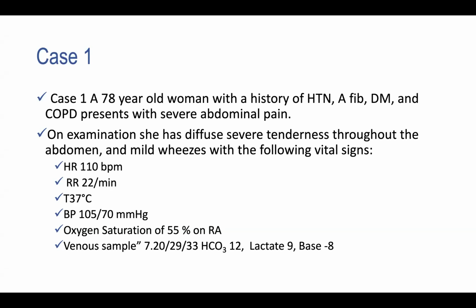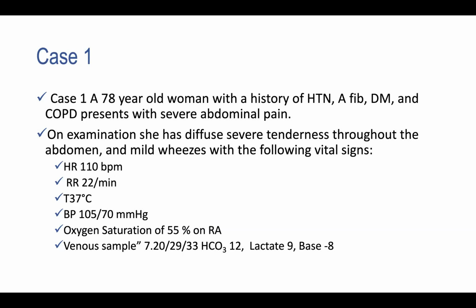So we've got a 78-year-old woman, history of hypertension, AFib, diabetes mellitus type 2, and COPD, and she presents to the ED with severe abdominal pain. She has a very tender abdomen and wheezes, with the following vital signs. She's tachycardic, 110. Now, you might not think that's quite tachycardic, but she's 78. That's pretty tachycardic for her. Her respiratory rate is 22. It's mildly tachypneic. Always assume those two things together, or tachypnea alone, are compensatory for tissue hypoxia.